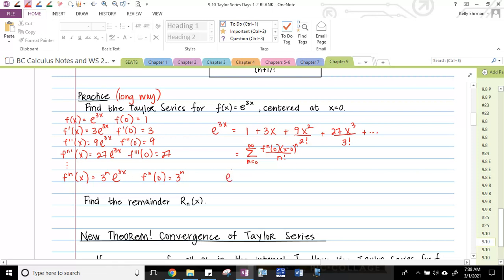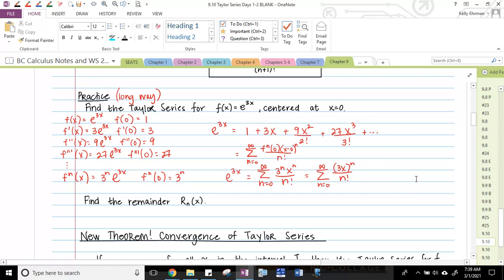So my series for e to the 3x is the sum from 0 to infinity of 3 to the n times x to the n over n factorial. If you wanted to simplify it, you could: the sum from 0 to infinity of (3x) to the n over n factorial.